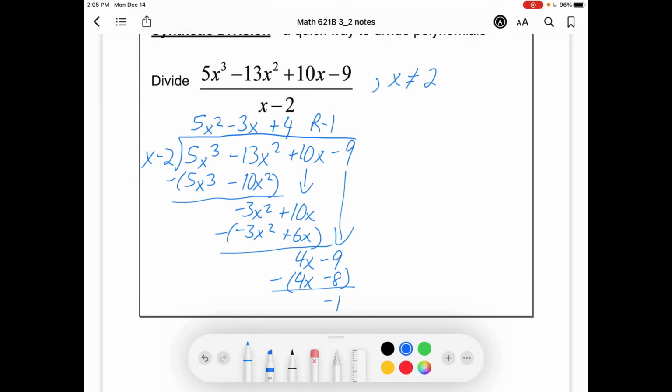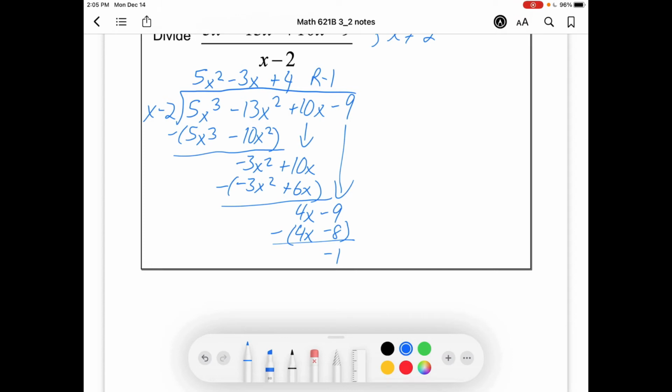So in the end, the result that I'm getting is 5x squared minus 3x plus 4. And then you could say plus negative 1 over x minus 2. You can also call it, if you prefer, just minus. Let me try and erase this again. You could also call it minus 1 over x minus 2. Honestly, I like to frame it as addition and just put my negative up here. Totally up to you.